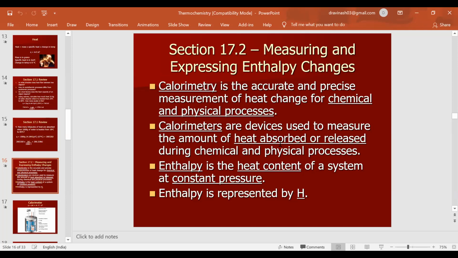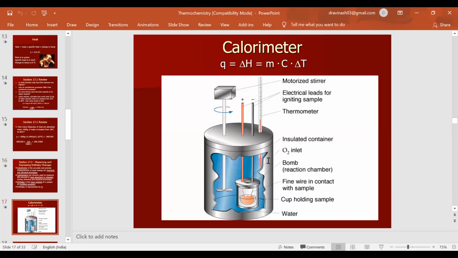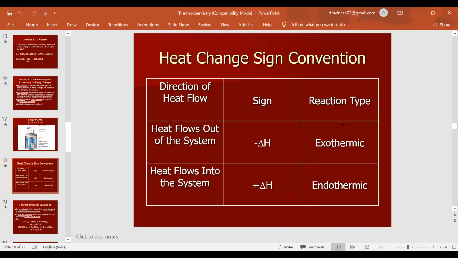And an example of an endothermic reaction is carbon reacting with sulfur to form CS2, carbon disulfide, where heat is absorbed, 92.0 kilojoules per mole. So the enthalpy change, chemical and physical change, can be measured with the help of these reactions. Now the heat change sign conventions of the enthalpy of reactions.